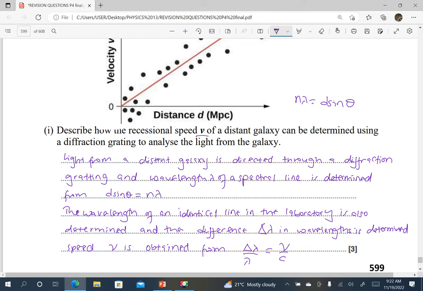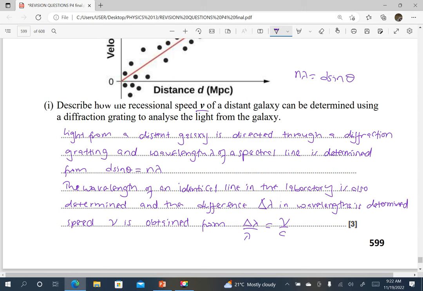So that is just a simple explanation. Light from a distant galaxy must be passed through a diffraction grating, and the wavelength of a given line is determined. Then the wavelength of an identical line can also be determined in the laboratory, and the difference is obtained. So the recessional speed of a distant galaxy can now be obtained from the expression for the Doppler redshift, which is that one.